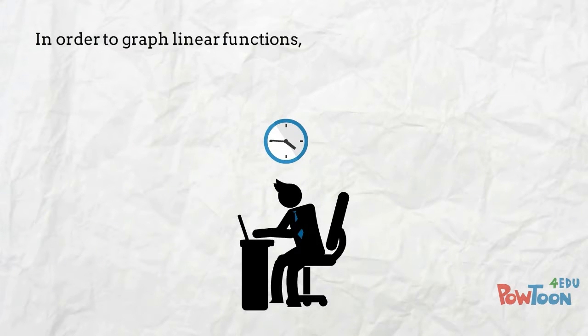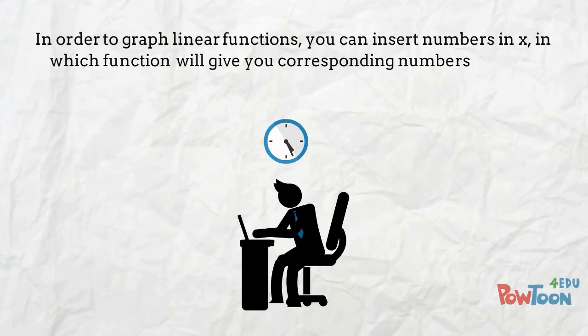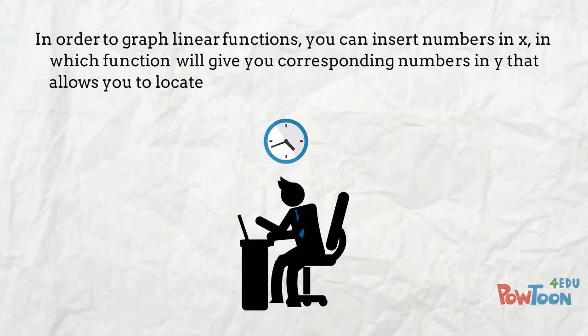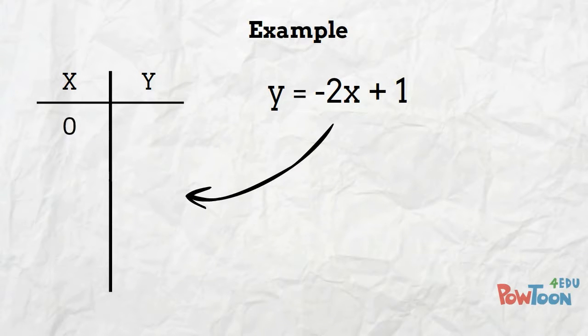In order to graph linear functions, you can insert numbers in x, and the function will give you corresponding numbers in y that allow you to locate points of the graph at the given x position. For example, if my function is y equals negative 2x plus 1 and I want to find the points of it, first I will insert a few numbers, usually numbers with low value, in x and find the corresponding numbers in y. I repeat this process until I have enough points to sketch my graph. Great!